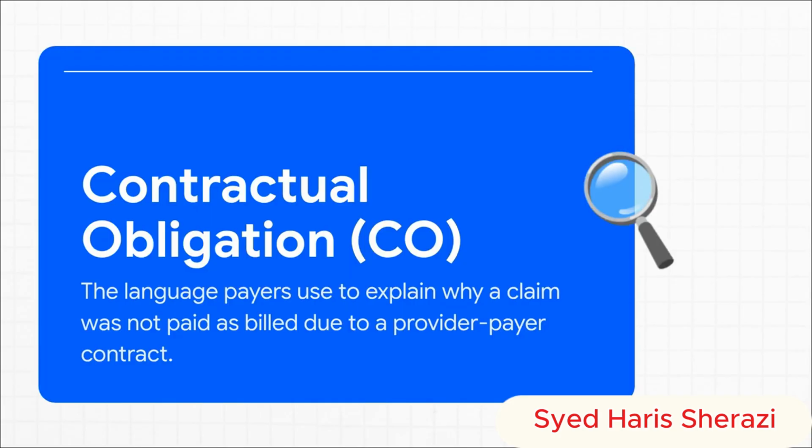Okay, let's really get into this. CO codes aren't just random numbers an insurance company throws at you. No way. This is the specific language they use to communicate with you. They're telling you exactly what went wrong based on the contract your provider has with them. So you gotta stop thinking of them as a rejection and start seeing them for what they are: a set of instructions on exactly what you need to fix.